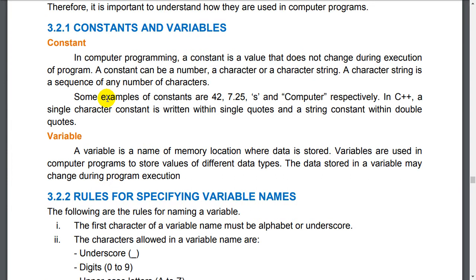Here, a variable is the name of a memory location where data is stored. Variables are used in programming to store values of different data types. The data stored in a variable may change during program execution. So the important point is that the value which you stored in a variable can change. Okay.